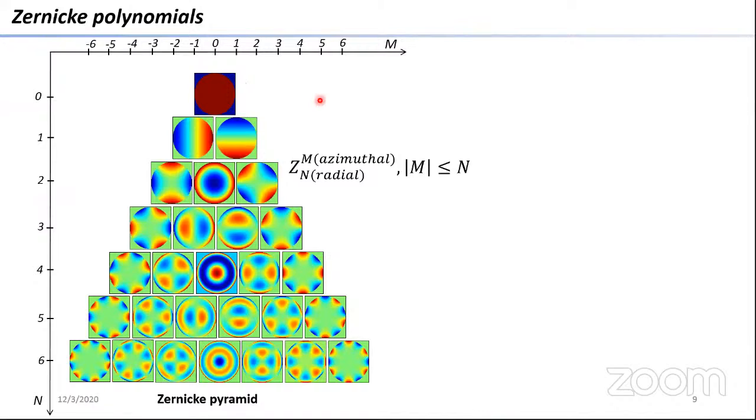Let's see what kind of imperfections are responsible for this coupling. For that, we use the Zernike polynomials, which are a basis. Each polynomial here is indexed by two integers, n and m. n is the radial index, and m is the azimuthal one, and we have this condition.